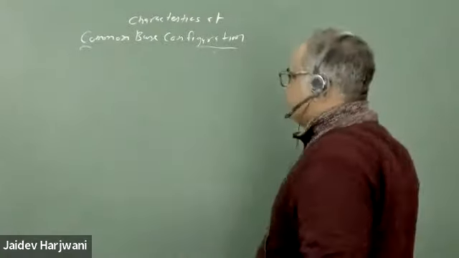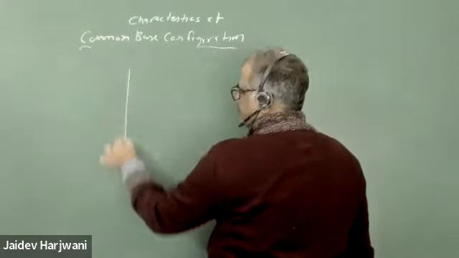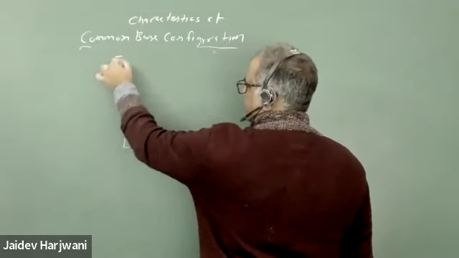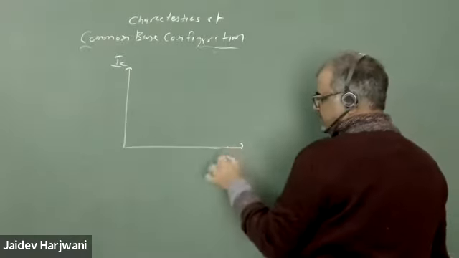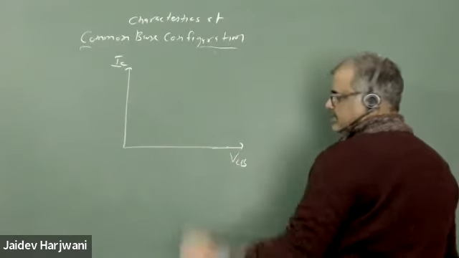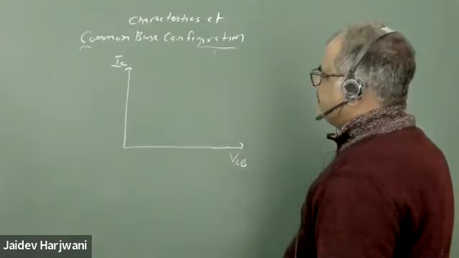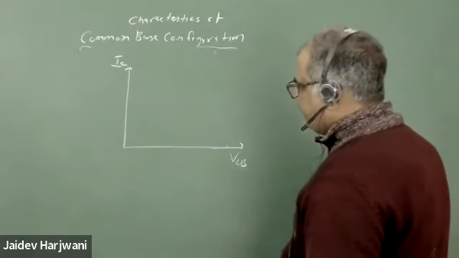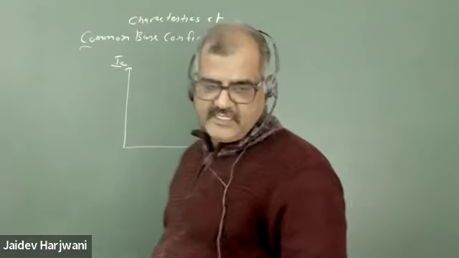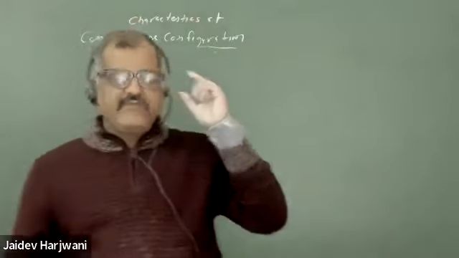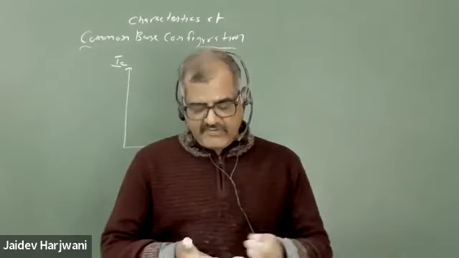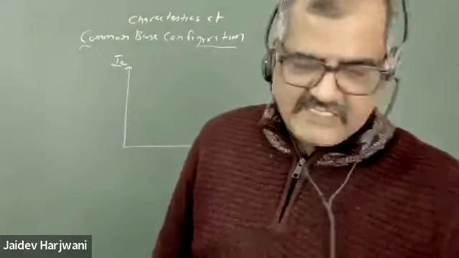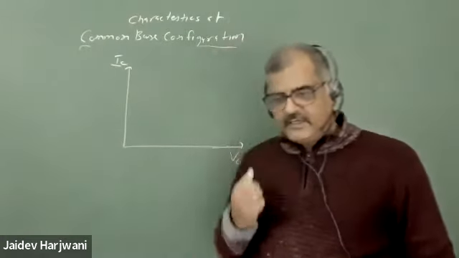So output characteristics means you have an IC value, and then you have a VCB value. When you increase the VCB, for example, if my IC comes because of IE, and there is no IE, then what is the value of IC? Suppose IE is 0, then the IC value will automatically be 0 if there is no IE.